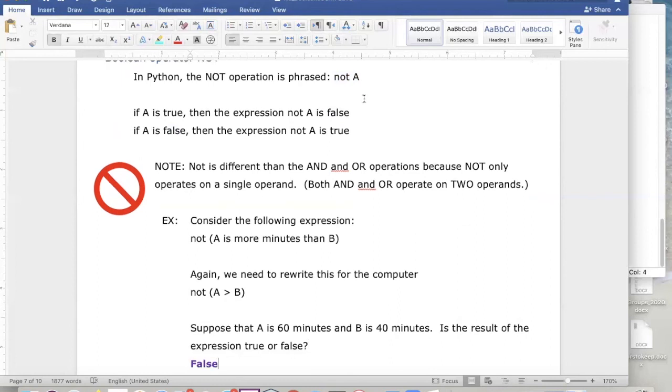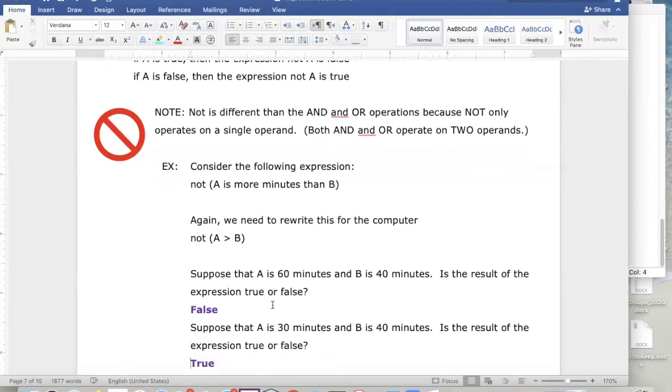Suppose we're trying to see, is it not true that A is more minutes than B? So it's just a fancy way of saying, is A less than or equal to B? We can write it this way, and sometimes that's more natural when you're expressing an algorithm that you've created. So we could rewrite this as not A greater than B, because remember, the computer can't parse through something like is more minutes than. Instead, you need to store your values of minutes as A and B, and then you can compare them using a relational operator.